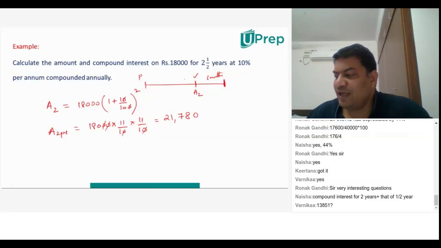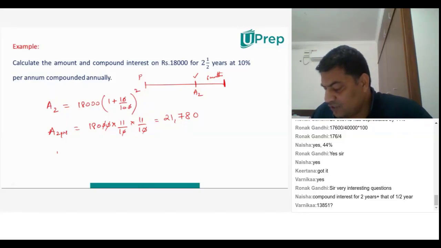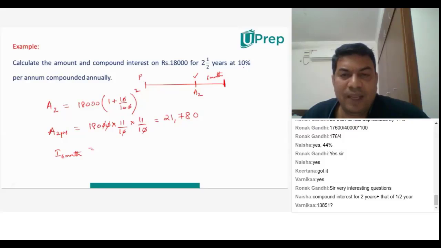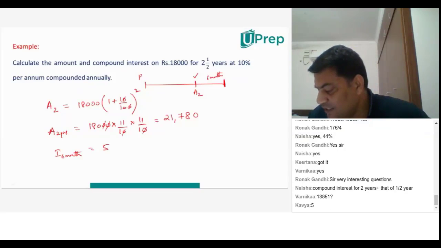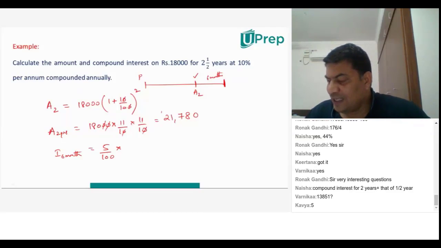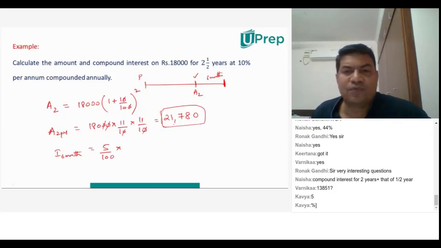For the half year, there is no logic of doing compound interest as such. You can simply calculate interest for 6 months. What is the interest for 6 months? You'll calculate interest on the amount at the end of 2 years, right? The rate of interest is 10% per annum, so for 6 months it will be 5%. So 5 by 100 times the principal at the end of 2 years, which is nothing but the amount at the end of 2 years.